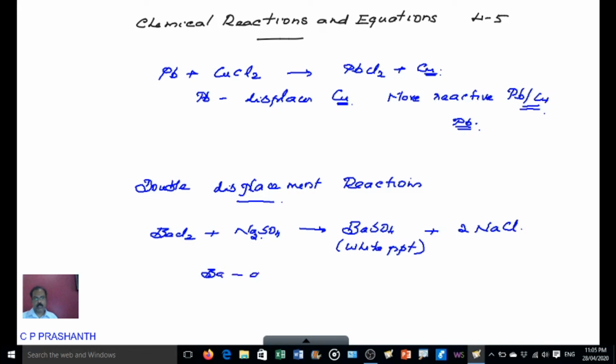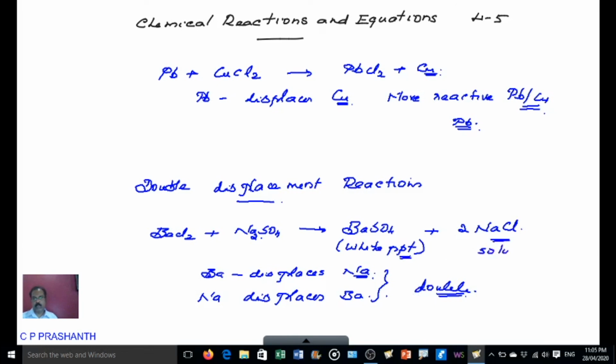So here what happens is barium is displacing sodium from sodium sulfate. The reverse is also true. Sodium is displacing barium from barium chloride. So as the name indicates, there are two displacements, so we call it double displacement reaction. Sodium chloride will remain in the solution.